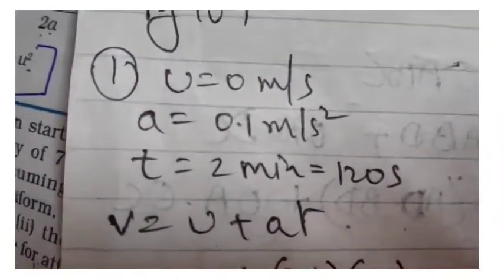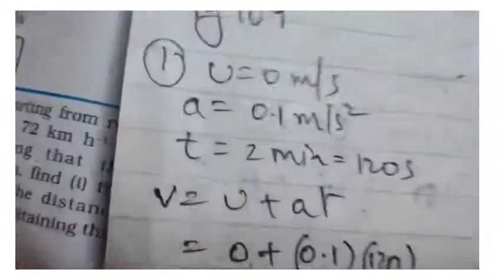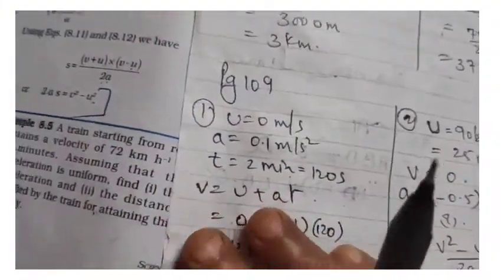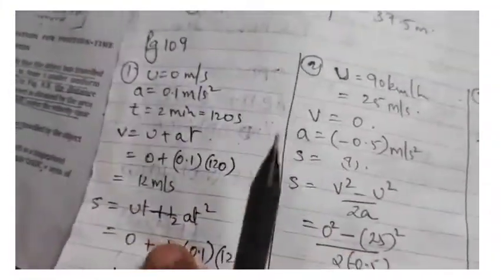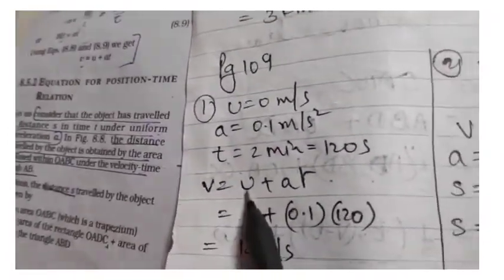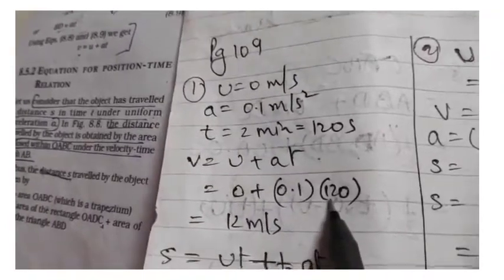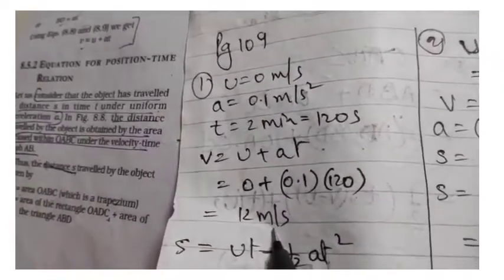So this is how you put up the data. u is 0, a is 0.1, timing is 2 minutes, that is 120 seconds here. 2 minutes means 120 seconds. Now you have to calculate the v value, the speed acquired. v is equal to u plus at. Substitute the values. 0.1 into 120 will give you 12 meter per second.